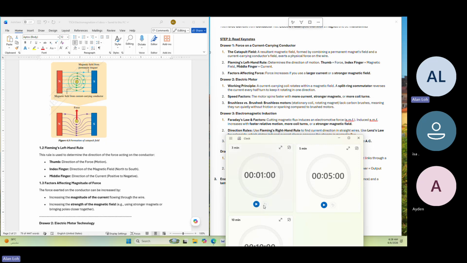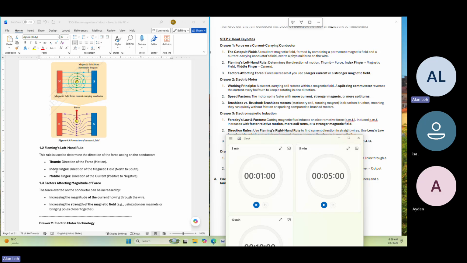Okay, time's up. So by now, at level 3 for drawer 1, you should have some idea, not full, but some idea that there is a force between the current-carrying conductor and the magnet and magnetic field being interacted. There is some force being applied over here, right? And how do we determine that force? We use these new rules that you read just now, Fleming's left-hand rules, right?